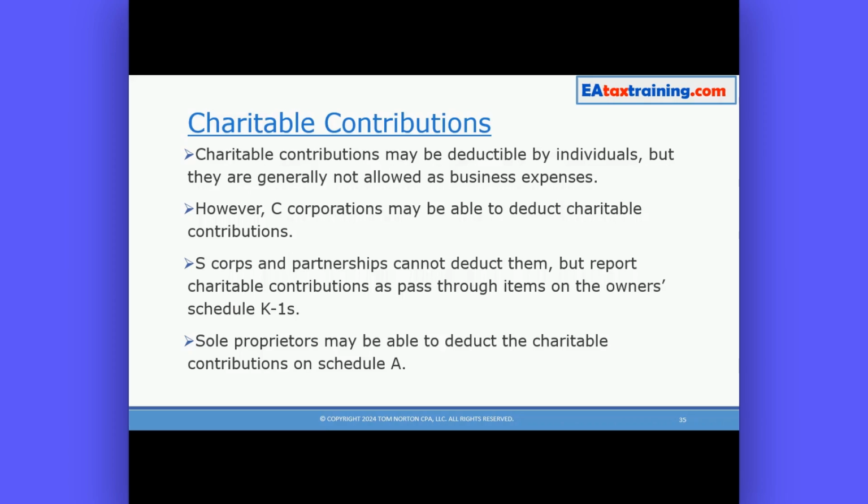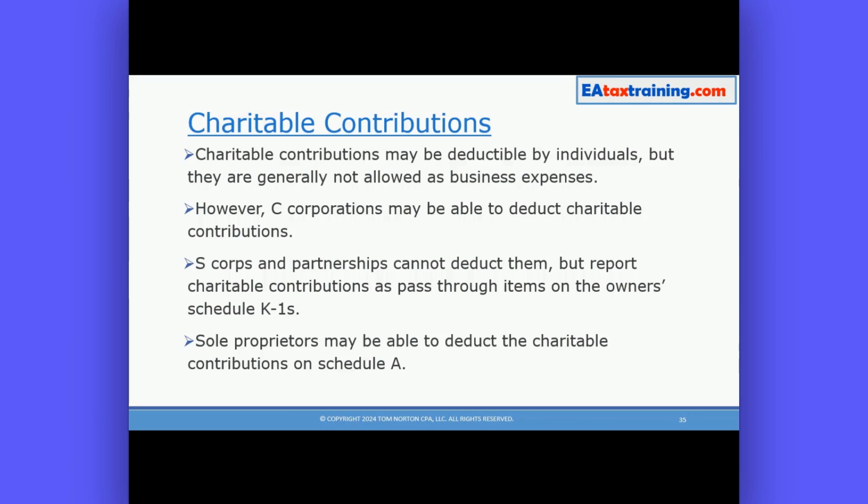S Corps and partnerships. Here's the way it works for them. Let's say the business makes a charitable contribution, which they can do, but the business does not deduct them. So on page 1 of the S Corp or partnership return, where it shows all of your revenue and expenses, you would not include charitable contributions in those deductions that are there on page 1. Instead, the S Corp or partnership puts those on Schedule K, and then reports them out on Schedule K-1 to the partners or shareholders.